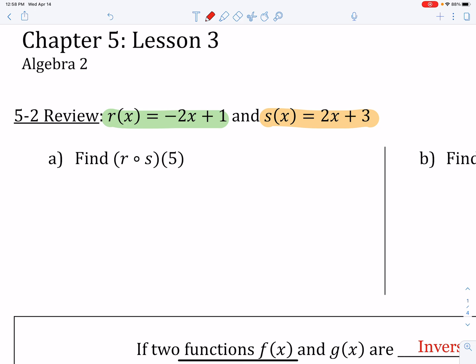So we have two functions here, and what we have is a composition taking place. It says find R composed of S at 5. So how we want to set this up is we're going to say that R is on the outside, and S of 5 is going to be on the inside. It's basically a function within a function. So we're going to have R and S.